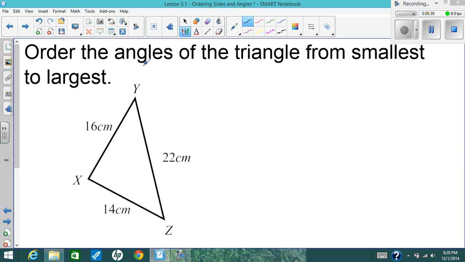We can also order the angles from smallest to largest, and of course you might be asked to order from largest to smallest. You got to be careful there. Read the question, make sure you're ordering in the direction that you're being asked. So we'll start with the smallest here. The angle that's the smallest is going to be across from the smallest side, which is XZ. So that gives us angle Y.